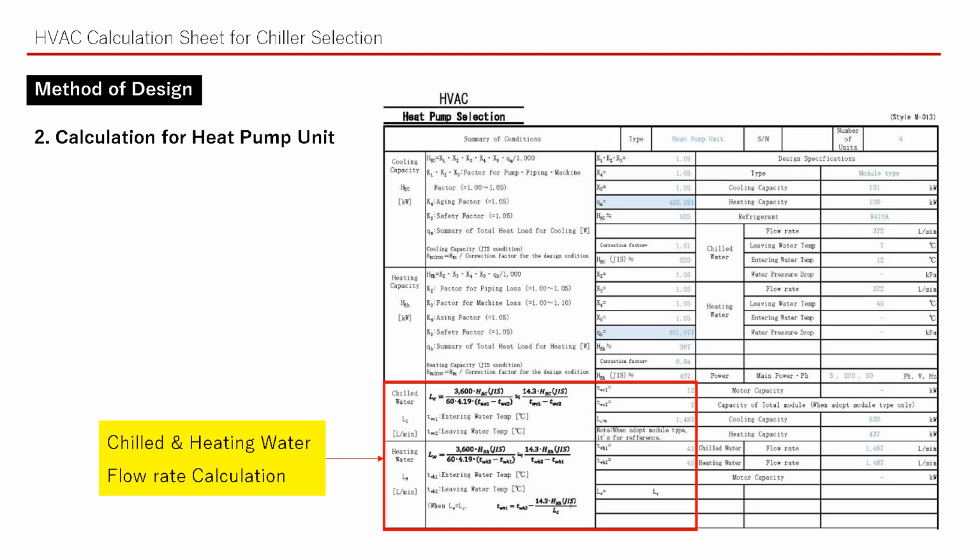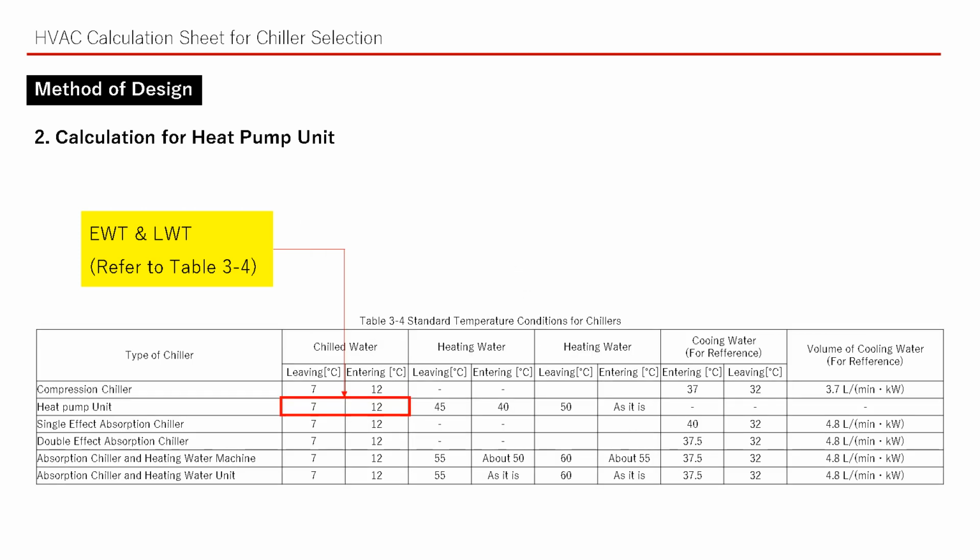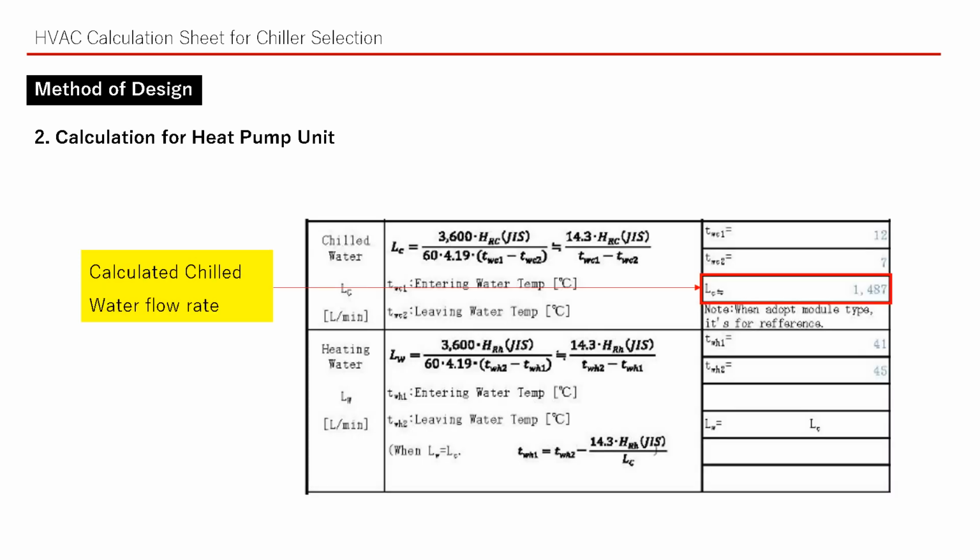Next, chilled and heating water flow rate calculation. Here is the formula. Entering water temperature and leaving water temperature. We can refer to table 3 to 4 for standard temperature. This is table 3 to 4, standard temperature conditions for chillers. We can get 7 and 12 degrees for heat pump unit. Then, we can get chilled water flow rate.